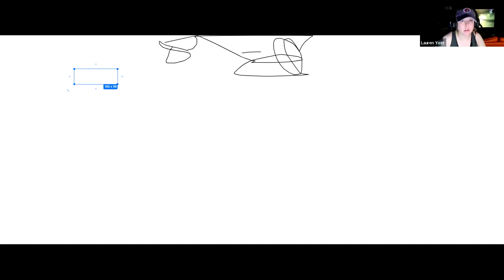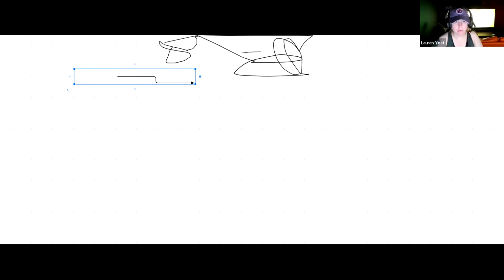Well, you can tell I'm frustrated. I don't know how to remove that. I apologize. I have no clue how to remove that weird arrow. Here it is. Okay.